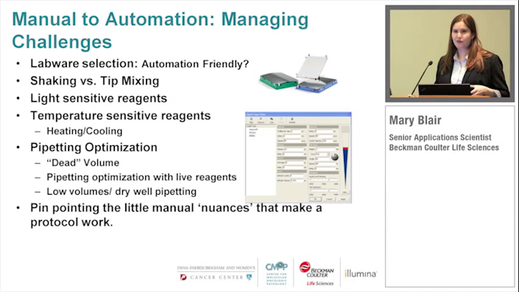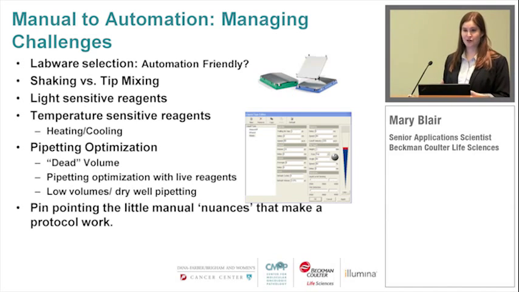So when you're moving your manual process to an automated process, there are some challenges that you can possibly see. One of them is labware selection, whether or not the labware that you've used in the manual process is going to work well in the automation process. There is some labware that is a really flexible plastic. Usually those are the less expensive plastics that you can buy, but they're also the ones that, when a gripper on a robot tries to move it, are just going to bend.